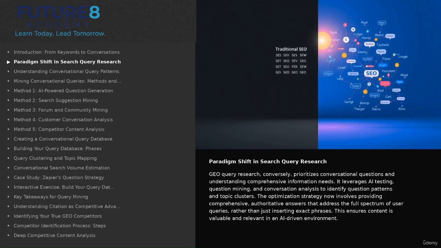GeoQuery research, conversely, prioritizes conversational questions and understanding comprehensive information needs. It leverages AI testing, question mining, and conversation analysis to identify question patterns and topic clusters. The optimization strategy now involves providing comprehensive, authoritative answers that address the full spectrum of user queries, rather than just inserting exact phrases. This ensures content is valuable and relevant in an AI-driven environment.